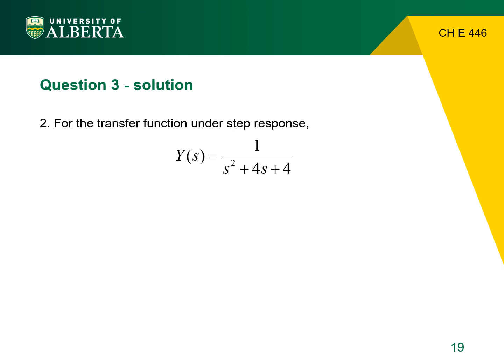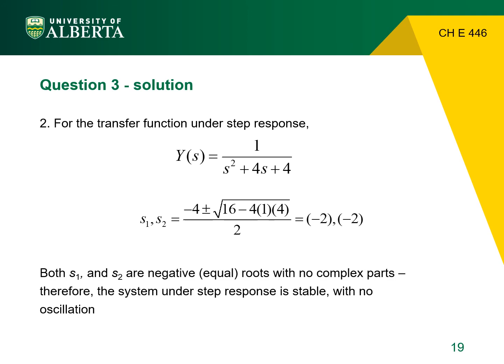For part 2 of question 3, we are given the transfer function under step response Y(s) = 1 / (s² + 4s + 4). Solving for the roots of the denominator expression gives us the poles -2 and -2. Therefore, since both s1 and s2 are negative roots with no complex parts, the system under step response is stable with no oscillation.